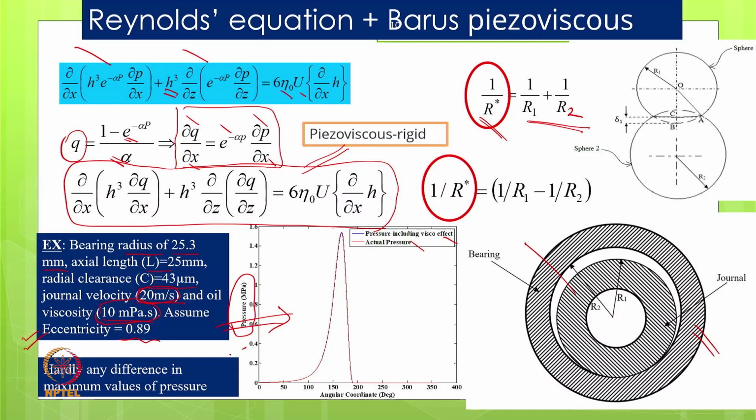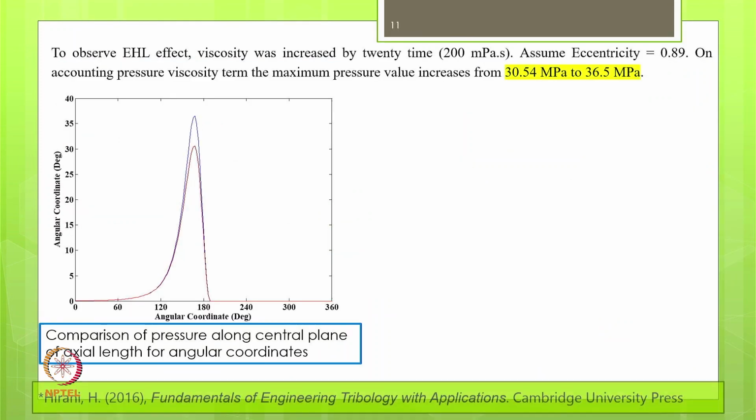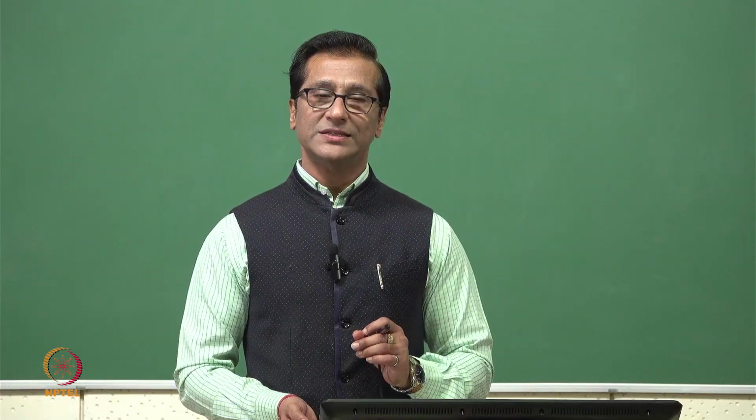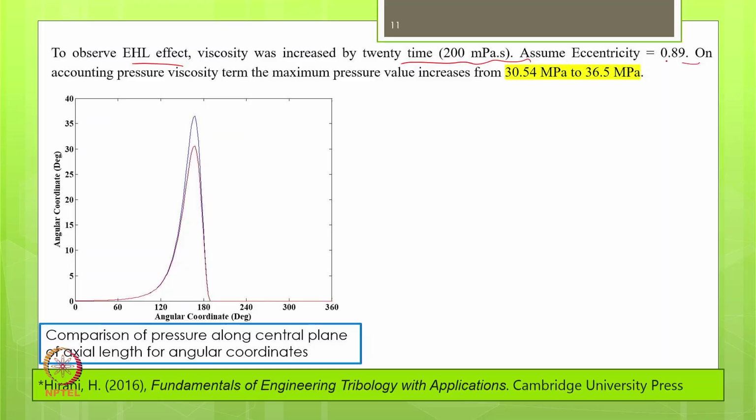Here we are saying there is hardly any difference between the maximum values of pressure when it is lesser than 10 megapascal. There is no point in really considering these effects. Now in the next case, instead of 10 millipascal second, we have increased the viscosity to 200 millipascal second. Again, the eccentricity has been kept the same. It will increase the load carrying capacity significantly. As I say, we are assuming a direct problem, not solving an inverse problem. This is only for understanding purposes.